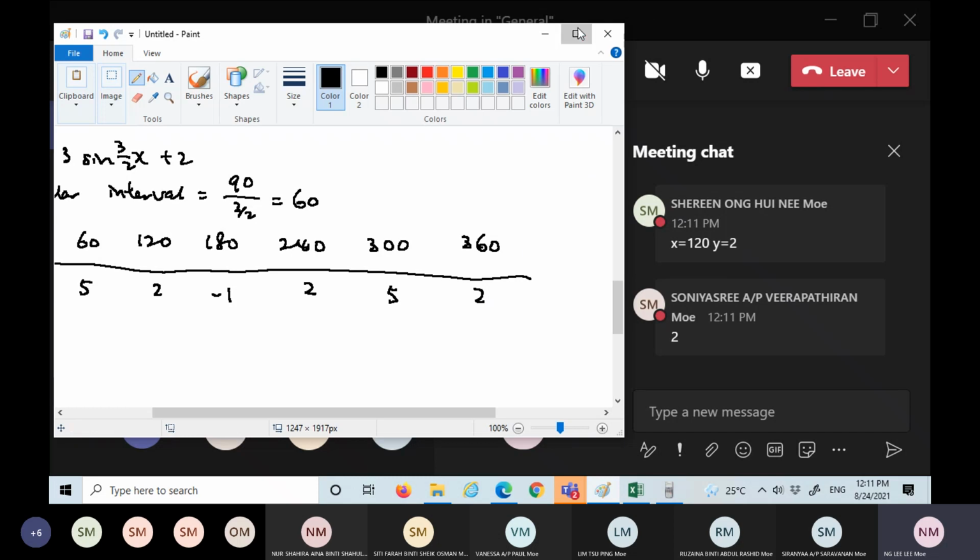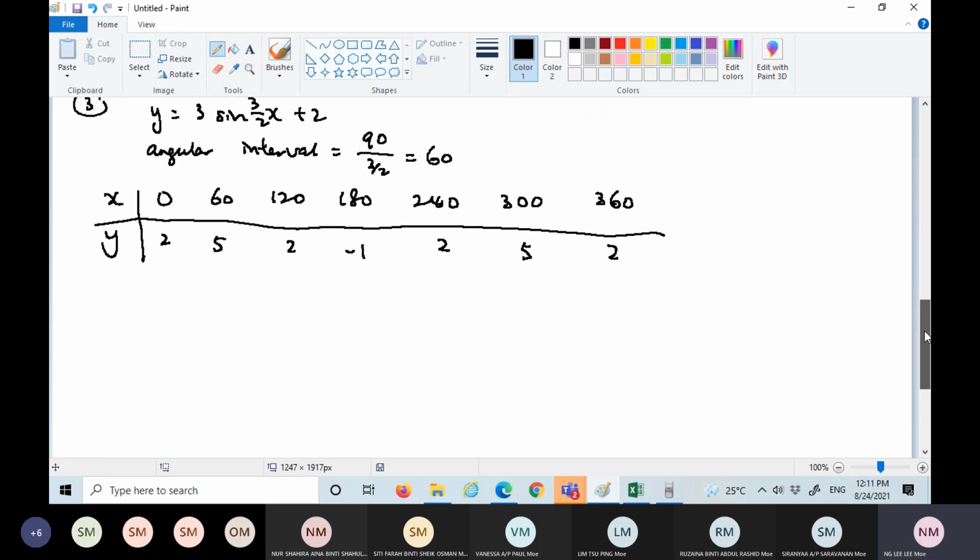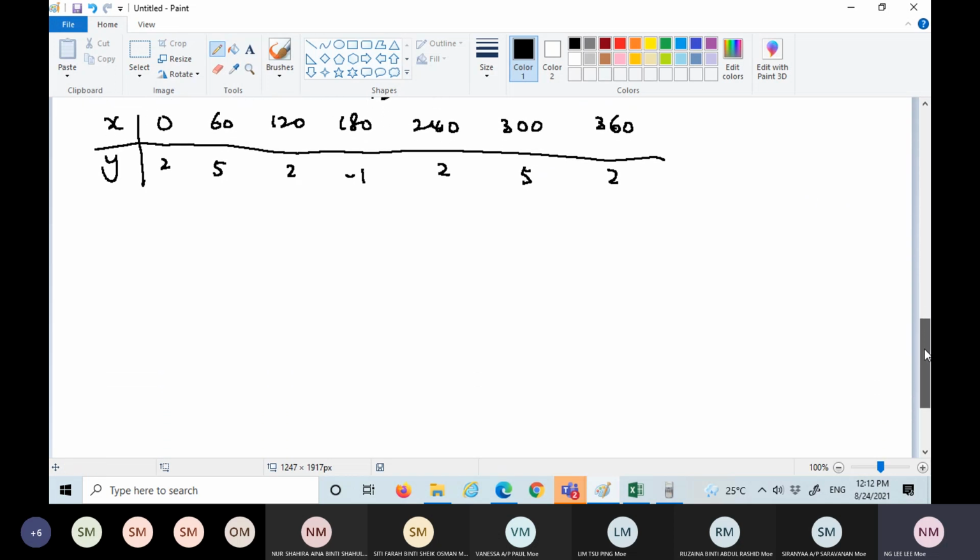Now we see whether they have a pattern, then you will know whether it's correct. So 2, 5, 2, -1, 2, 5, 2. I think it's correct. When you sketch already, if you see the shape is something very odd, then you know some of the points are wrong. Then you quickly check again. All these are by common sense.